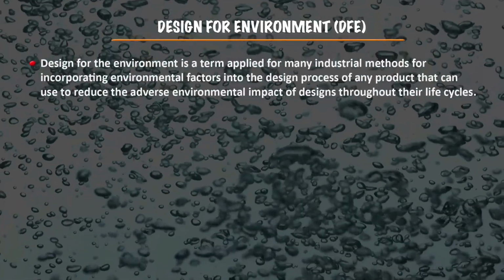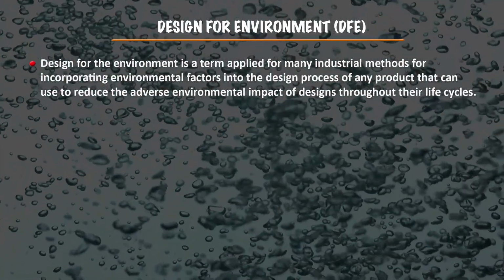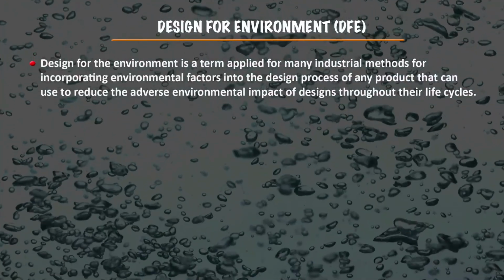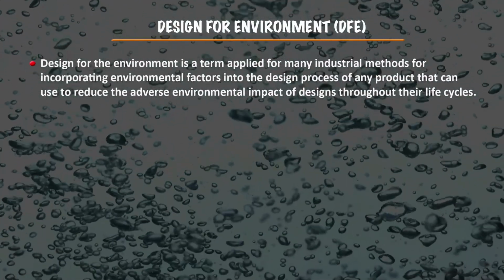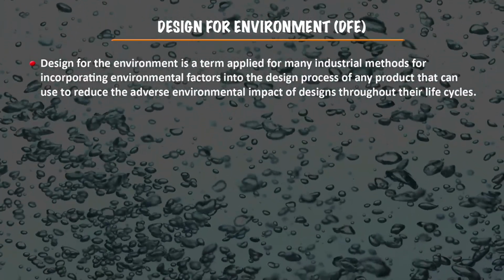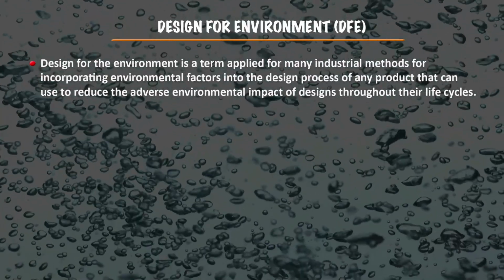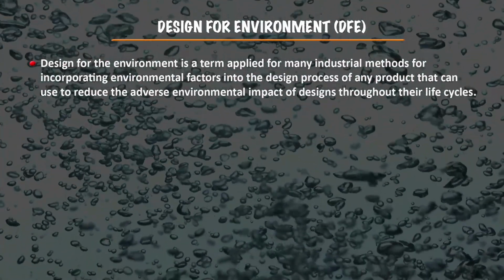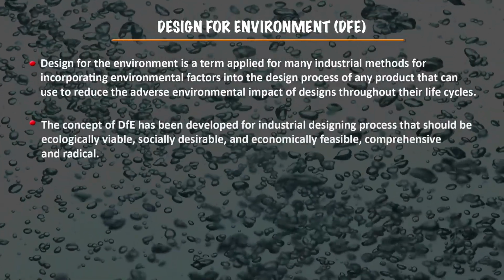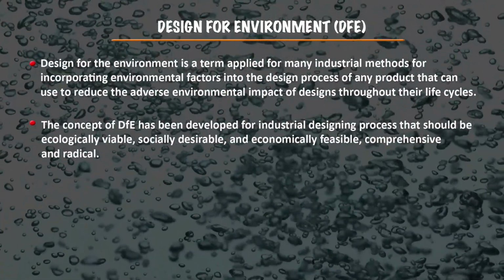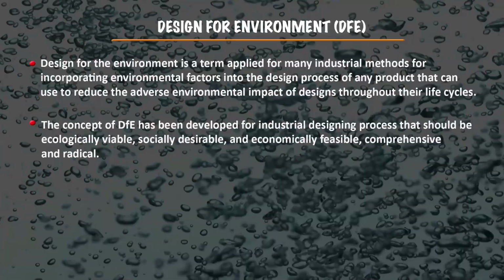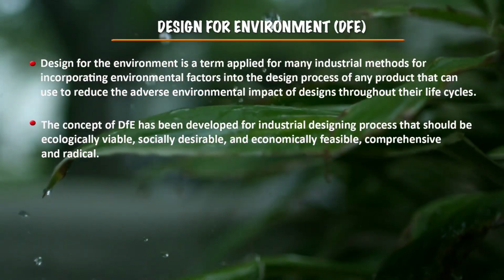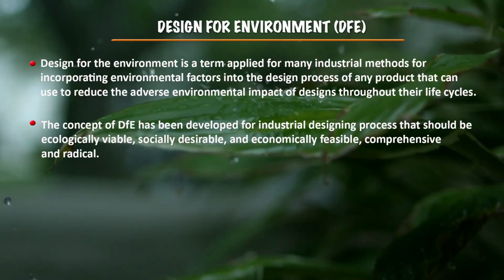Design for environment is a term applied to the many industrial methods for incorporating environmental factors in a design process, that is the planning process of any product, and can be used to reduce the adverse environmental impacts of the designs throughout their life cycle. The concept has been developed so that the industrial design process can be ecologically viable, socially desirable and economically feasible, and also comprehensive and radical.